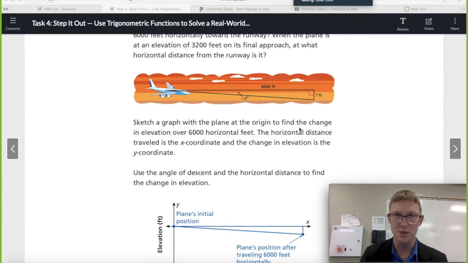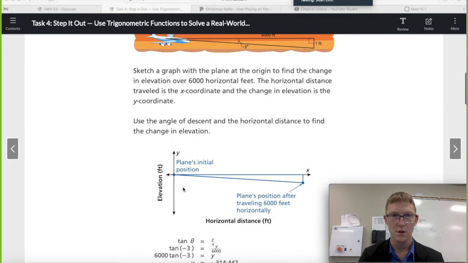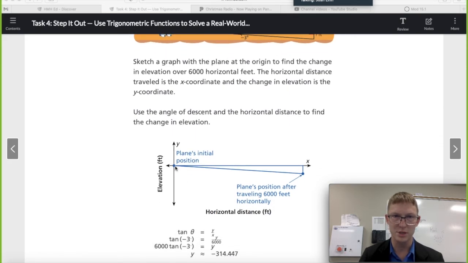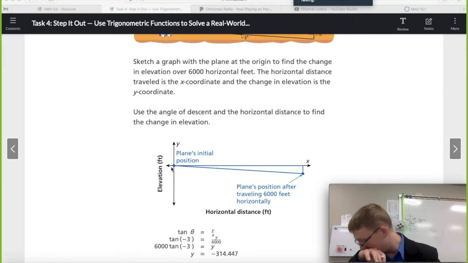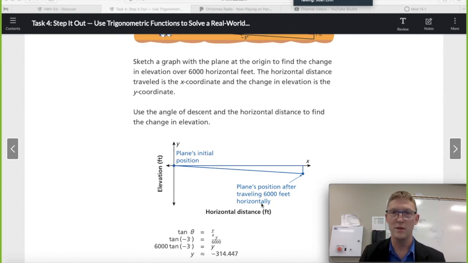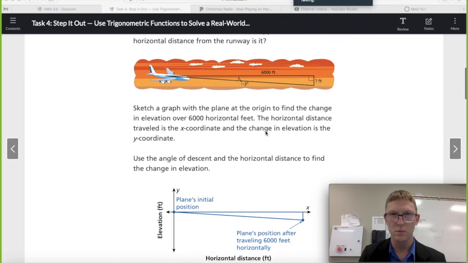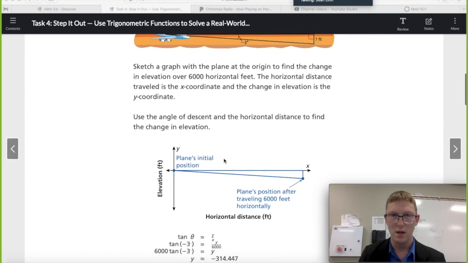With the plane at the origin, find the change in elevation over 6,000 feet. So again, they made a picture for us. So this one is 6,000 feet. The horizontal distance traveled is the x-coordinate, and the change in elevation is the y-coordinate. So we've got the plane's initial position. Our x-coordinate is 6,000 feet. So that's this one right here. Yeah, that's what they gave us. And our theta here is -3 degrees.